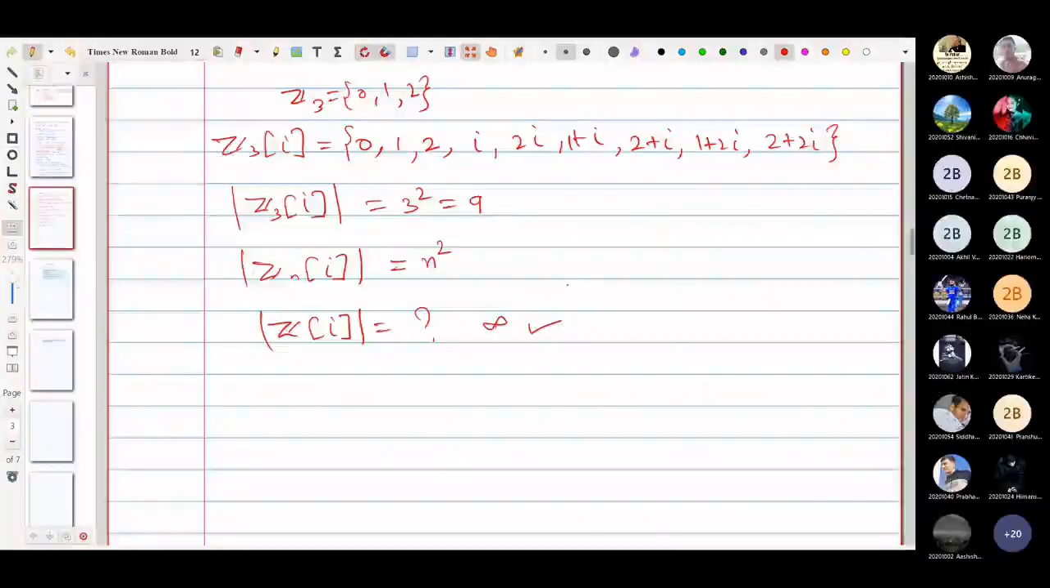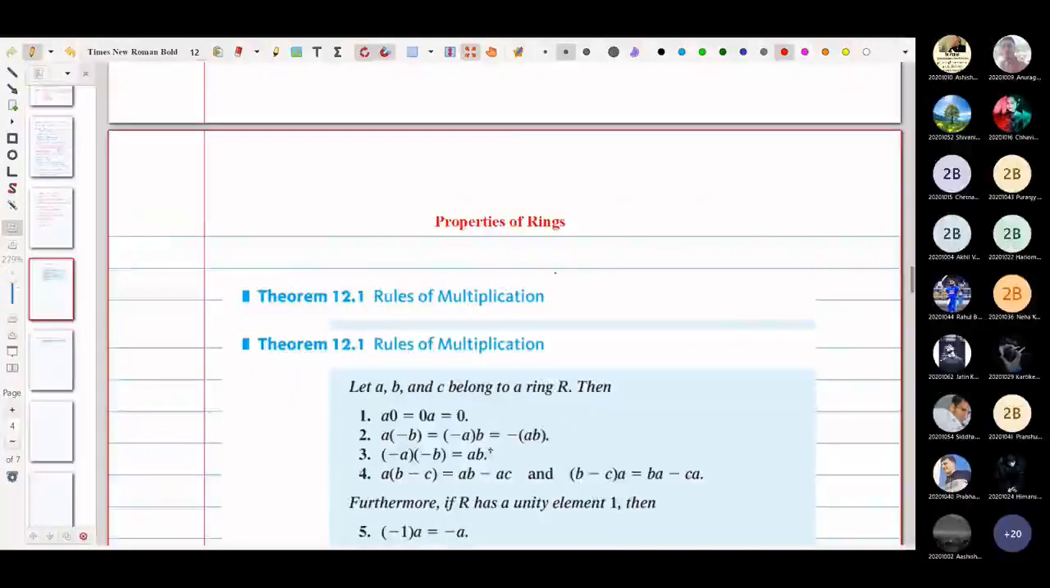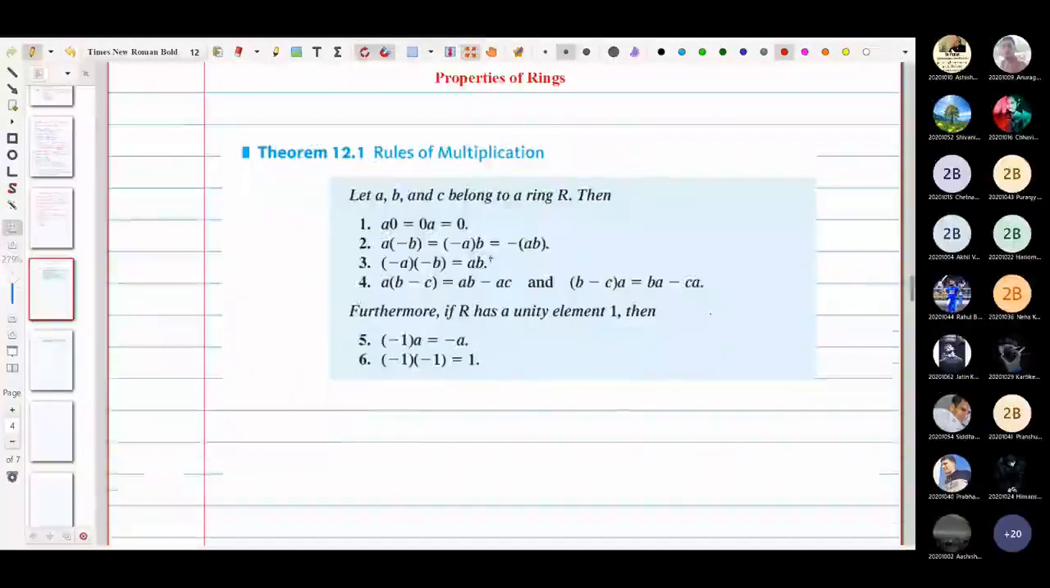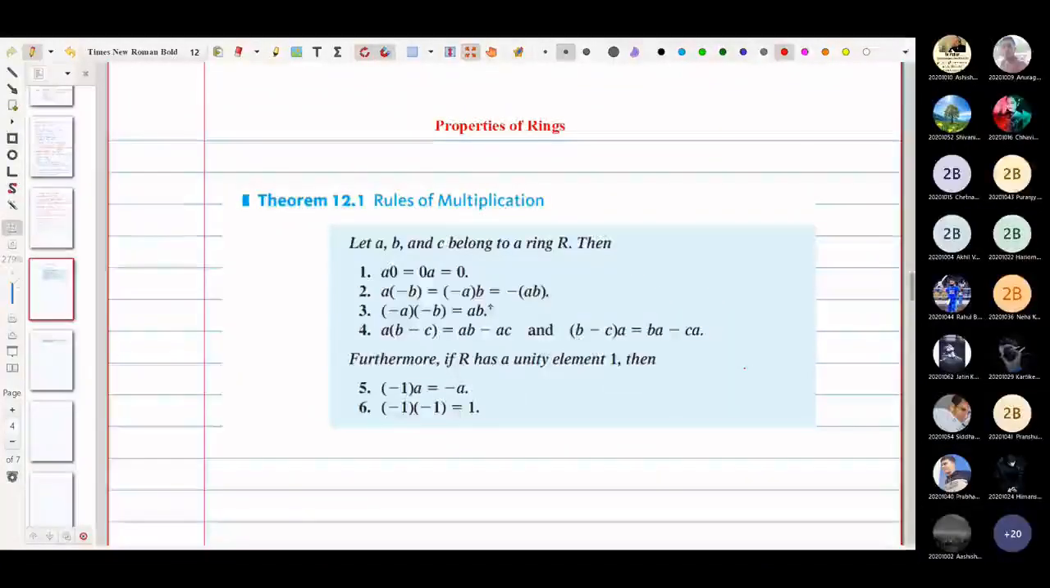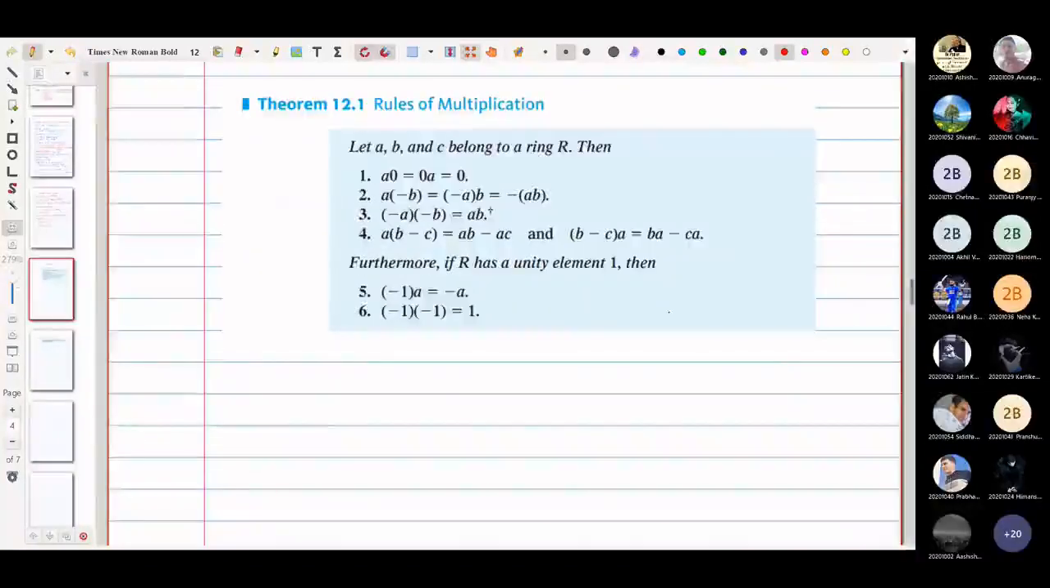Okay. Let us see some properties of rings. There are some properties in Theorem 2.1. We have rules for multiplication, and here we have 6 properties. Okay, so let us see them one by one.